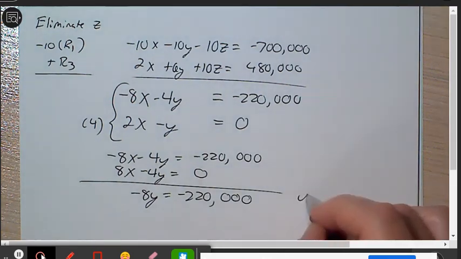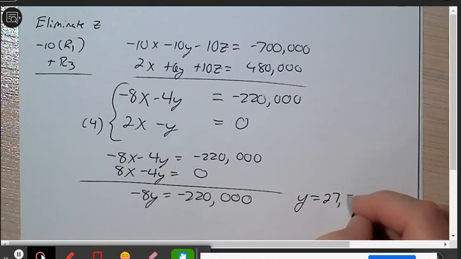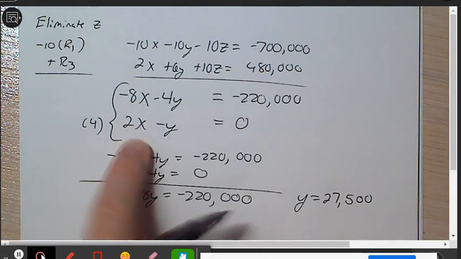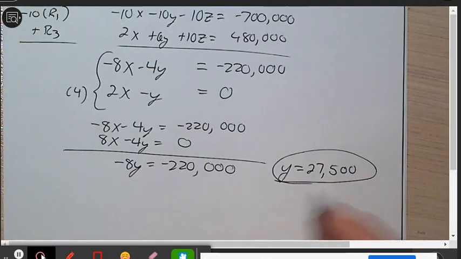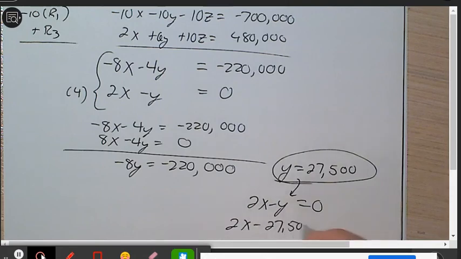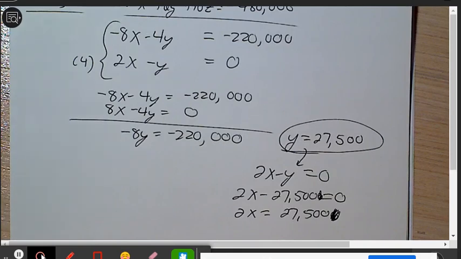That comes out that y is 27,500. Really short equation here. So let's plug that in here. So 2x minus 27,500 equals 0. So 2x equals 27,500. Keep putting extra zeros on there for some reason. Divide those two numbers, should be 13,750? Double check my numbers. Yeah.